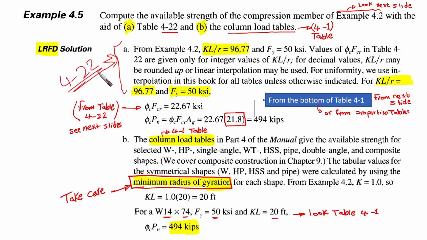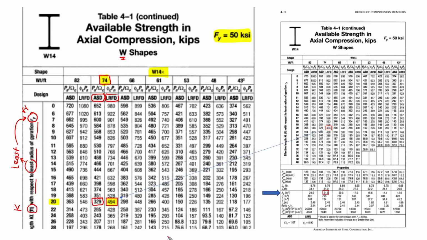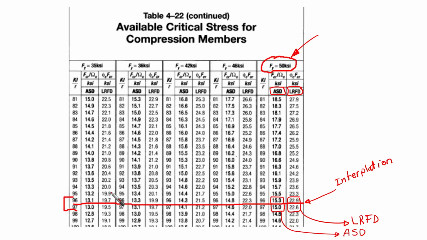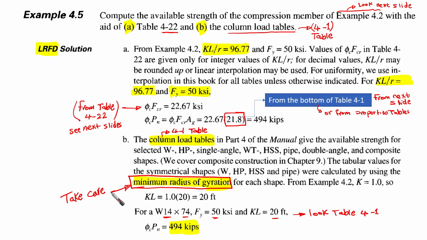That's it. So in this case, for our W14 by 74, this is the weight, this is the dimension or the height, and then F yield 50, as we said, and KL 20. These are the information needed for entering the table. After that you can obtain the phi_c Pn easily, as we have obtained it here. Just go to exactly the values that you have for your cross section, and then it will be okay for you.